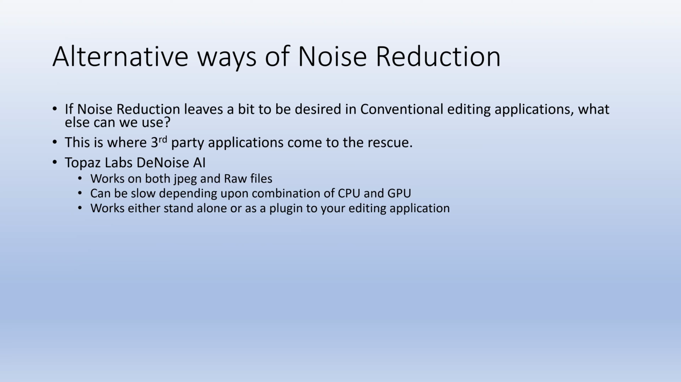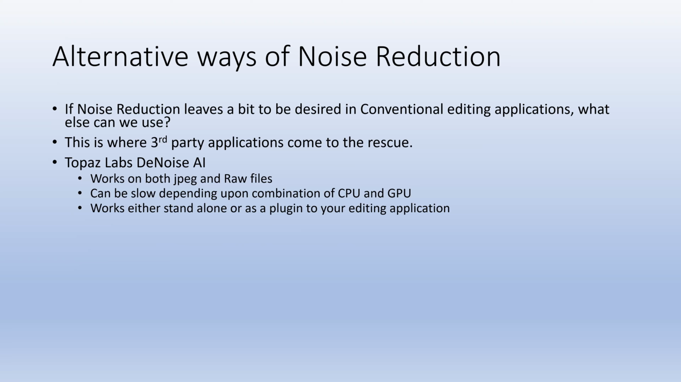Then there's On1 No Noise AI, which works best on RAW files. It will work on the intermediate ones like JPEGs, TIFFs, PSDs, and the like, but it works best with RAW. It's the most interactive of the noise reduction applications, as I'm just about to show you. And again, you can use this either as a standalone or as a plugin.